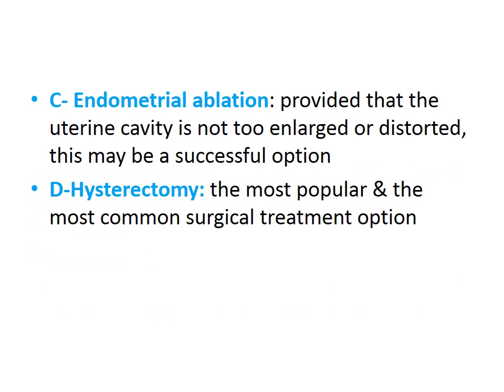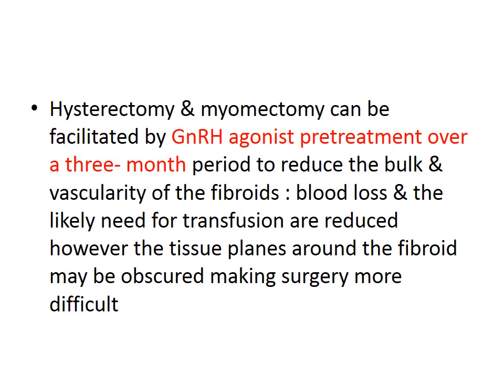The third possible surgical option for treating a uterine fibroid is endometrial ablation. This is especially provided when the uterine cavity is not too enlarged or distorted, in which case it may be a successful option. Hysterectomy, of course, is the most popular surgical intervention and the most common surgical option for treating a woman with uterine fibroid.